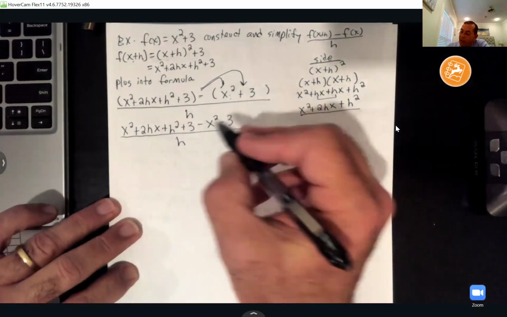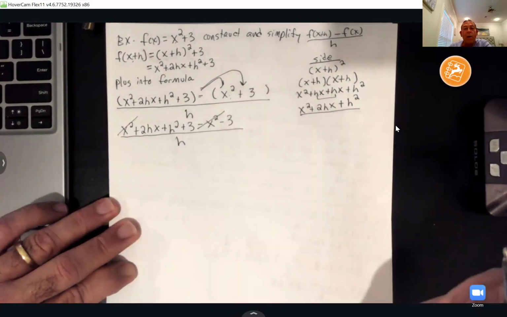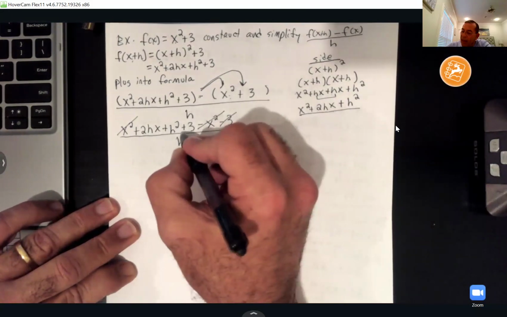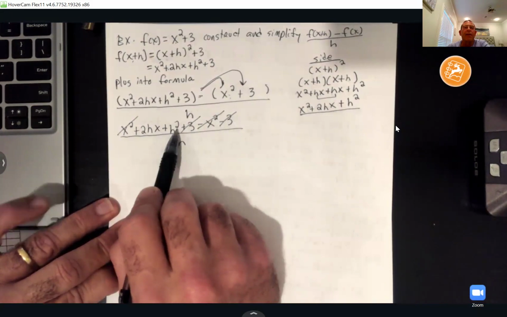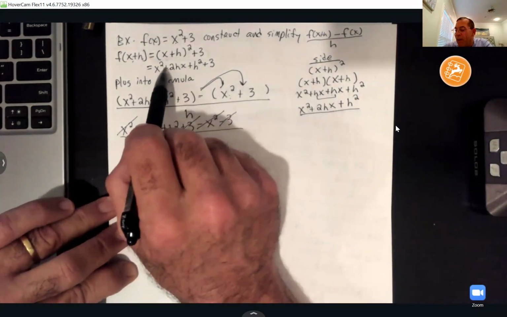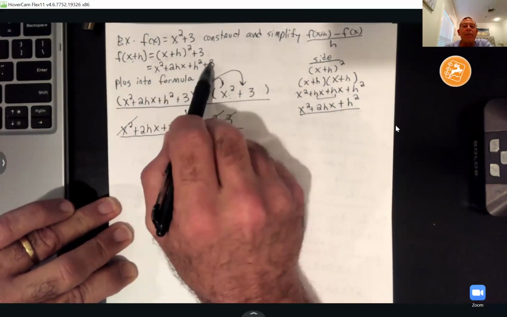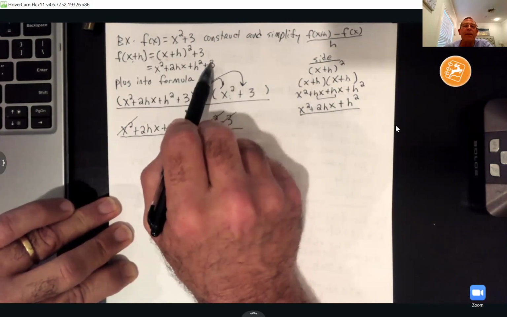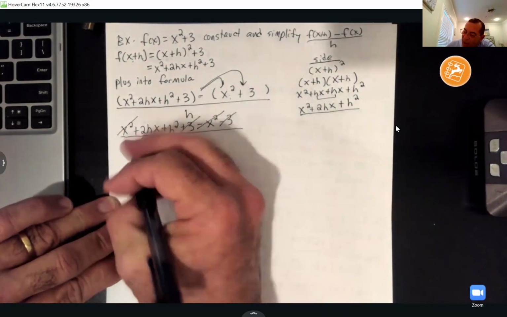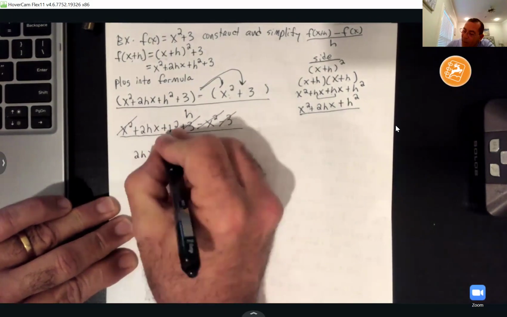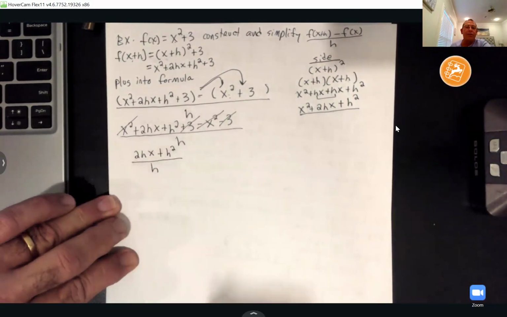So y'all, if you notice, everything's canceling again from the second parentheses. Negative x squared and x squared, negative 3 and a 3. All that's left are the h things. So my thing is, if you can figure out the f of x plus h stuff and get rid of the stuff that don't have h's, you can eliminate a whole lot of writing on these, okay? Because look, all that's going to be left is my 2hx plus my h squared all over h.